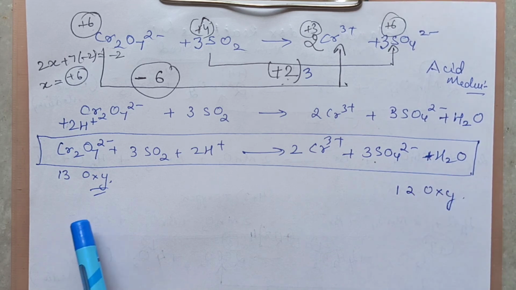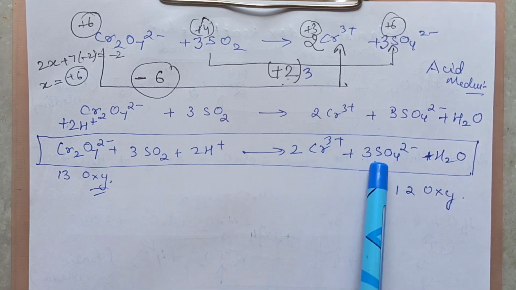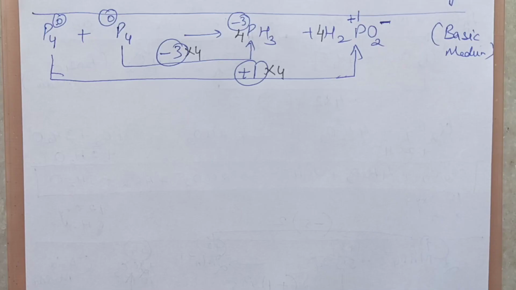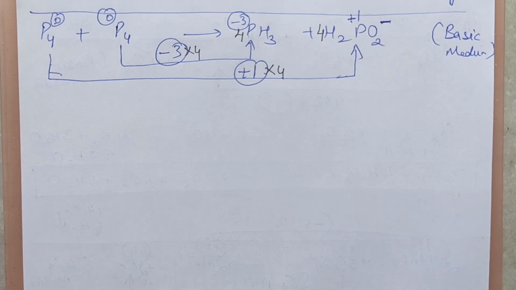You can check the charges. Charges are correct. Minus 2 plus 2 plus 6 minus 6, 0 on left and right, and every element is also balanced. Clear? Quickly we can take one more equation. This also we have balanced in the previous video by ion electron method. Now we are trying to balance the same equation by oxidation number method.